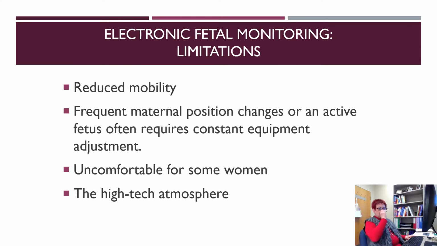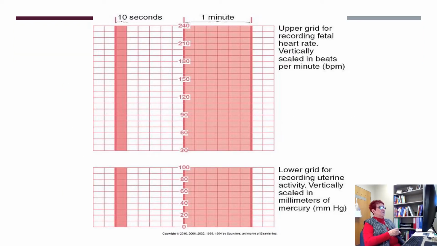The limitations are that she has to stay hooked up to a machine. If it's external, we can take them off and let her get up and go to the bathroom, but then you've got to put it back on. And you can see here maternal position changes or an active baby can often make you have to move things around, and constant equipment adjustment to get the best tracing. Some women think it's uncomfortable, and some people think it's really high tech, but honestly, it's really not that much, I don't think. So this is the paper that we can record things on.